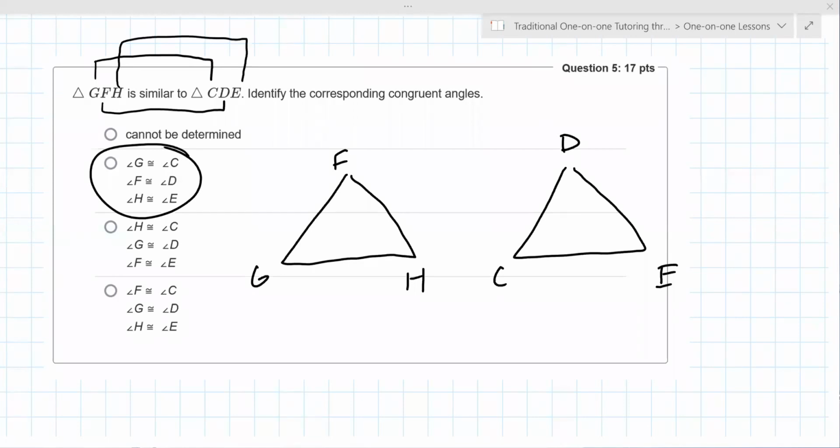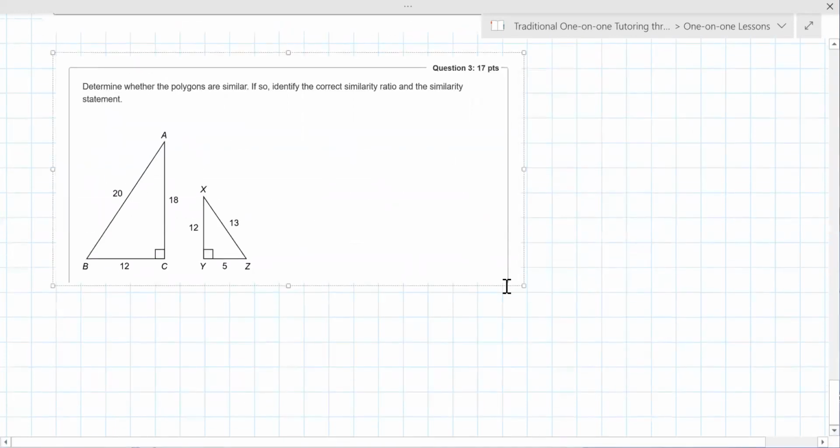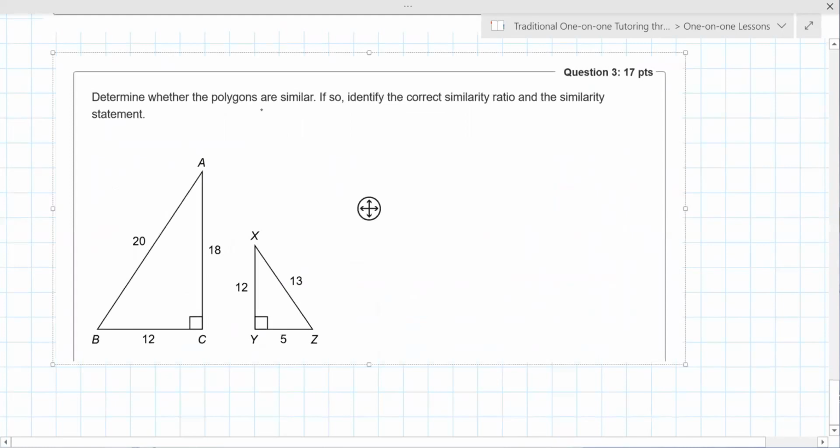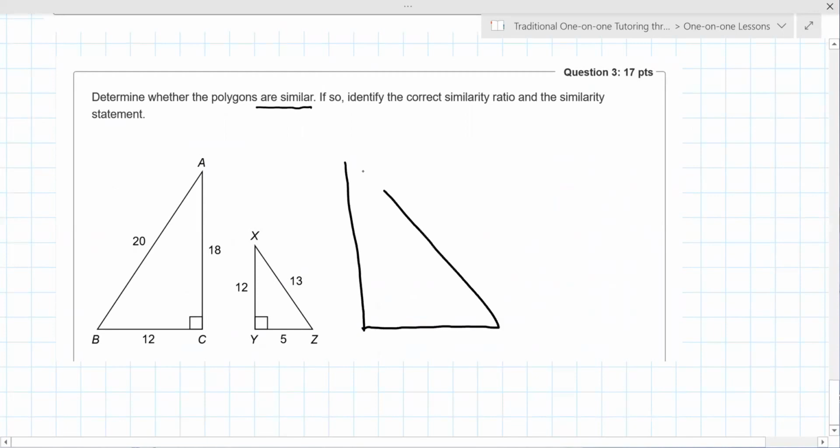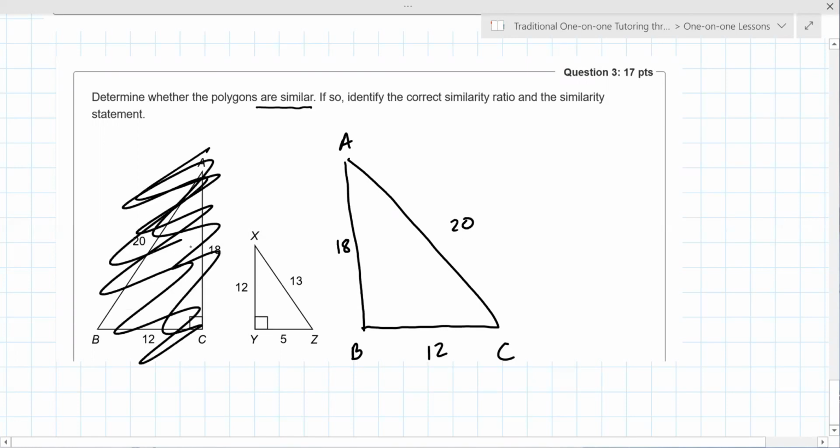All right. So now we're going to use that information for this next question. So I'm snipping it in, and it says determine whether the polygons are similar. To do that, you have to sort of reorient the triangles. I'm going to reorient the first one. So A is up here, B is here, C is here, and then this is 18, this is 20, and this is 12. Do you see that? So we're forgetting about that one for the moment.